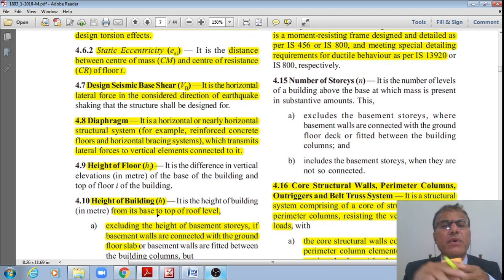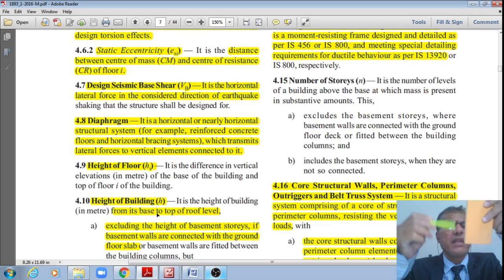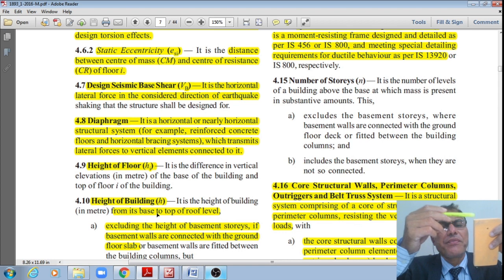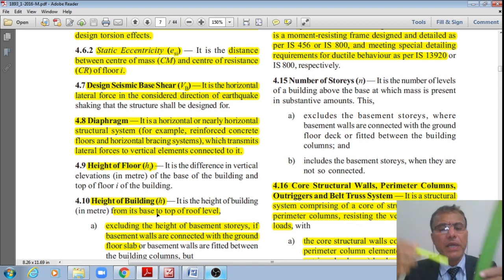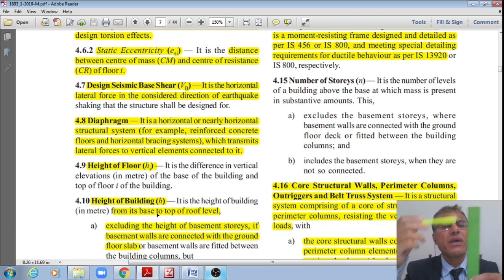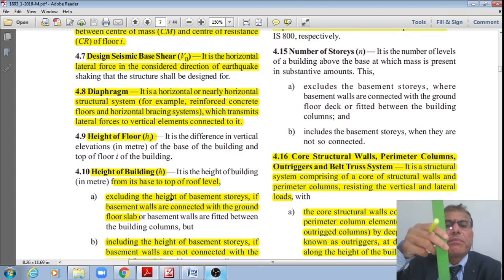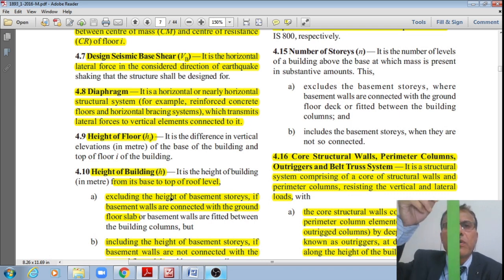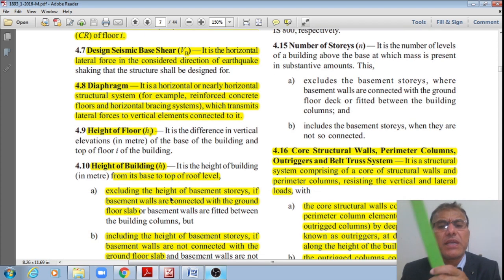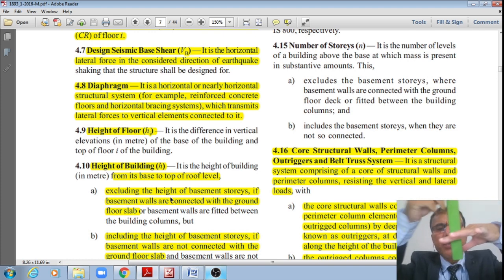Height of the floor means the difference in vertical elevations, in meters, between the base of the building and the top of floor I of the building. Like this, the height of one floor. Next one, height of the building, H. It is the height of the building from the base to the top of the roof level, assuming it to be a tall story building, excluding the height of the basements. Let us say there are basements here.